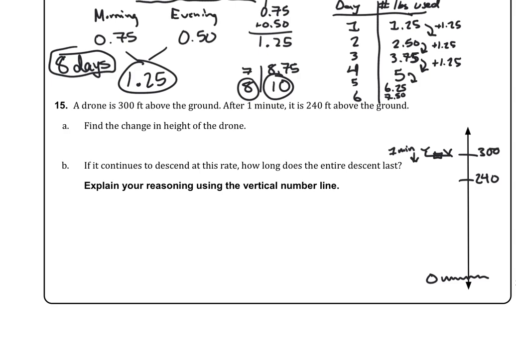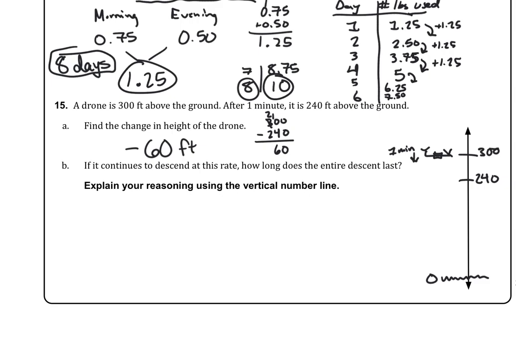Find the change in height of the drone. Basically, how much did it go down? Well, if I start at 300 and I go to 240, we can find that out by subtracting the two, meaning my change in height ends up being 60 feet. Now, we have to think about it. Since I'm thinking about height, that has to have a direction on it. When I put a negative on this, it means this is going down 60. I started at 300, I went down to 240. This change is negative 60 feet.